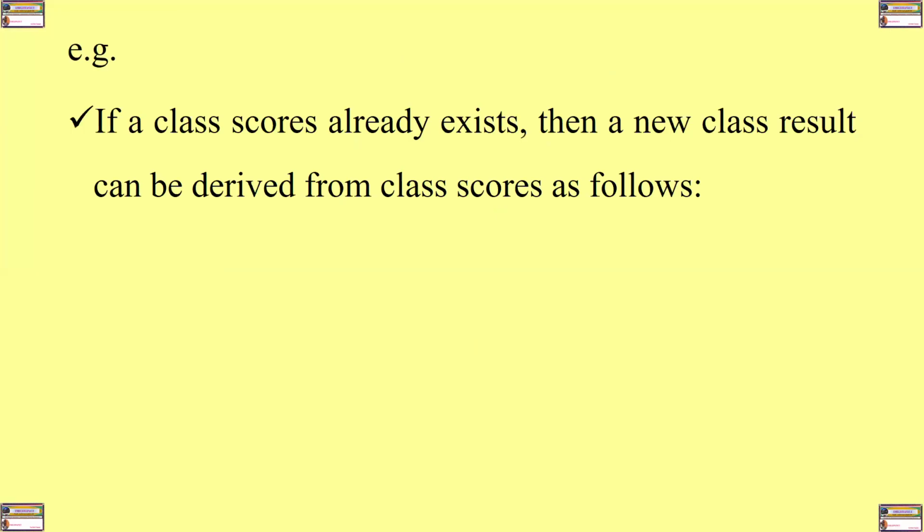For example, if a class called scores already exists, then a new class result can be derived from the class called scores. My dear students and the rest of the learners, kindly note that before you come up with a derived class, you must first of all define or declare the base class. So the compiler should be made aware of the base class first before you can derive another class from it. And therefore, if you have a class called scores that I've already talked about, then a new class called result can be derived from the class called scores as follows.